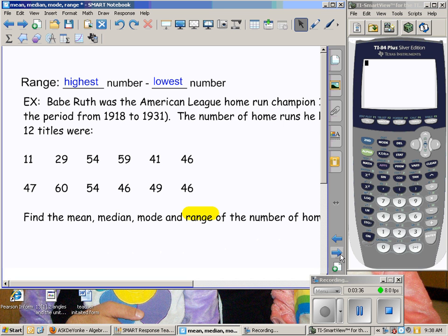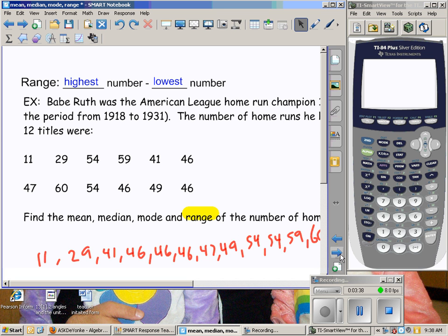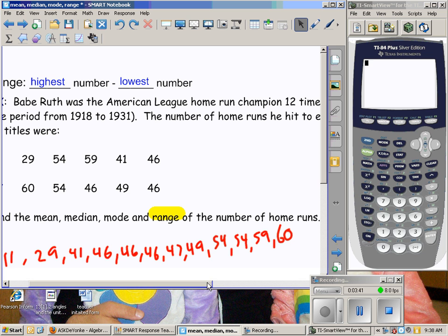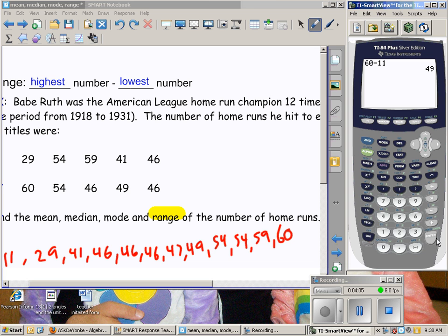Now we're looking for the range. So again, if you've written them in order, I see my smallest number is 11 and my largest number is 60. So 60 minus 11, just to double check, I didn't forget my minus sign, 60 minus 11 equals 49. So the range is 49.